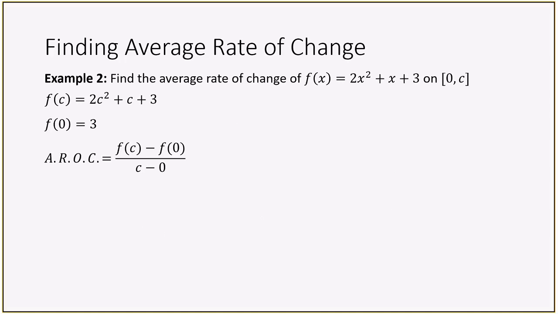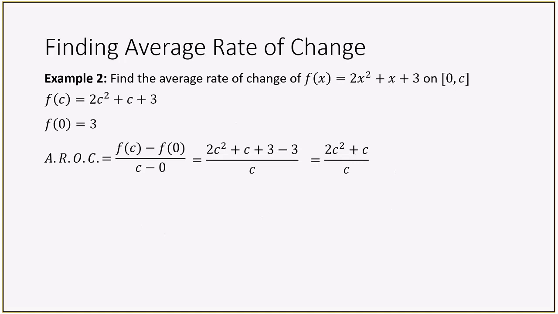So now I have all of my pieces to find my average rate of change. I have my f of c, I have my f of 0, and then I have my given interval. So I'm just going to plug those two things into my fraction. I'm going to subtract. And then I'm left with 2c squared plus c over c.